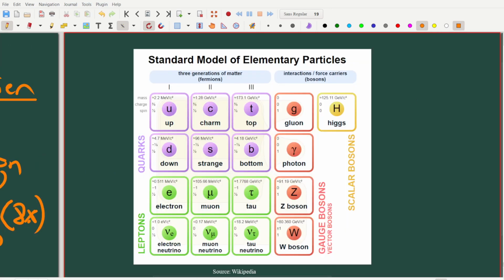Hopefully it's big enough. Yeah, we'll talk about this. This is what's called the standard model of elementary particles. There are many more particles, but these are kind of like the lowest energy ones. You can think of this as like the first row of the periodic table. So these are kind of the most common particles that we see in the universe.